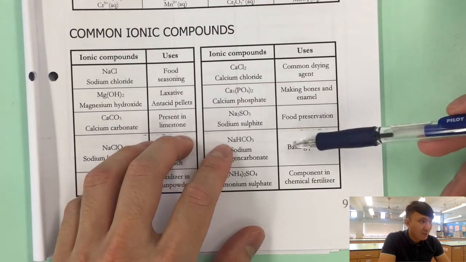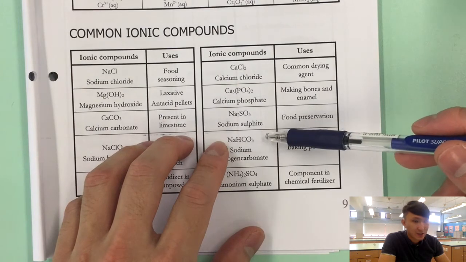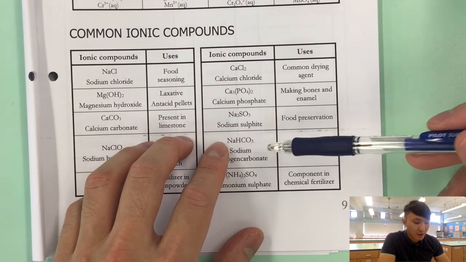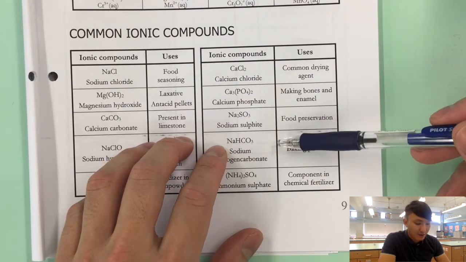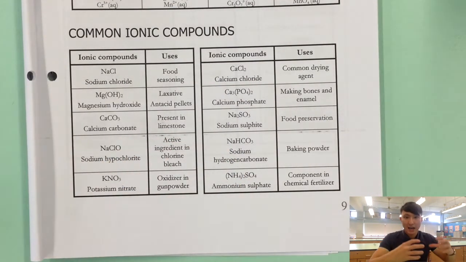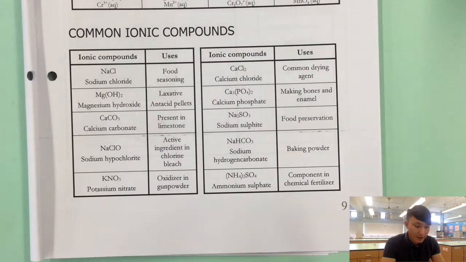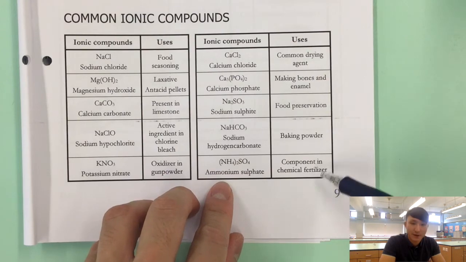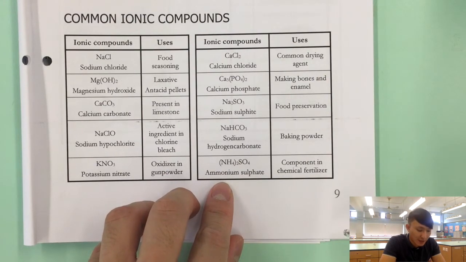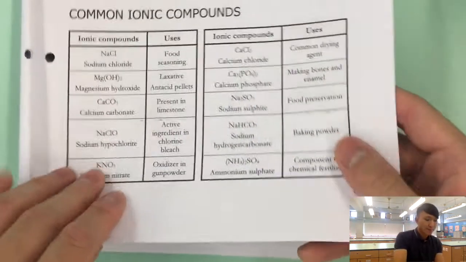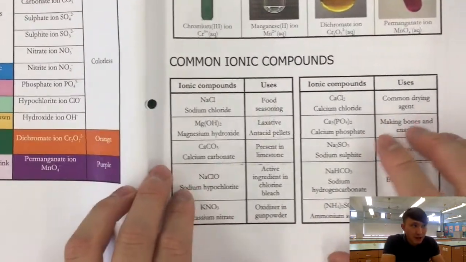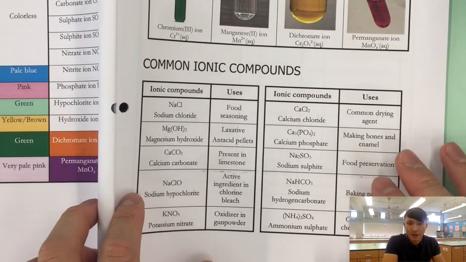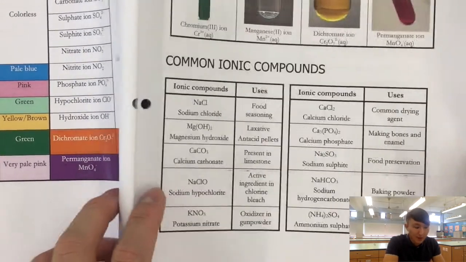Baking powder, sodium hydrogen carbonate. When you heat it, the sodium hydrogen carbonate will decompose to give carbon dioxide, and that will make the bread dough rise and become spongy. Okay? Ammonium sulfate is often used in chemical fertilizer. You don't really have to memorize all of them, but these are very common examples. I would say this is some basic daily life chemical knowledge.